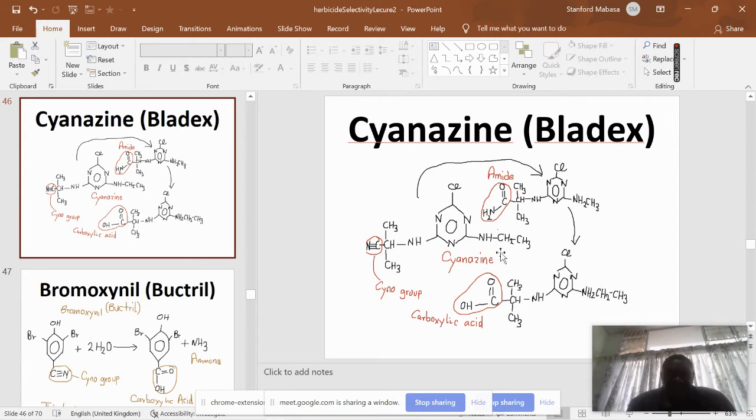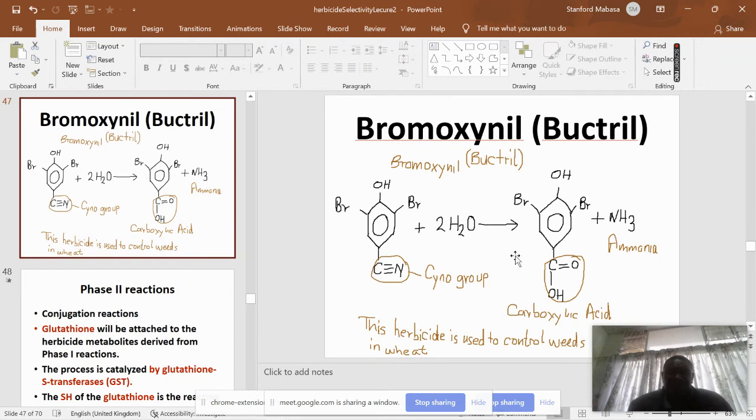And if we look at the structure, we just go for the CN, a C attached to N, where there's a triple bond here, the cyano group, which is converted to the amide. Then it's later converted to the acid. It can also happen to bromoxynil. This is the herbicide for wheat. We'll just go for the CN, where we have this triple bond, which is converted again to an acid. So this will be then phase 1.